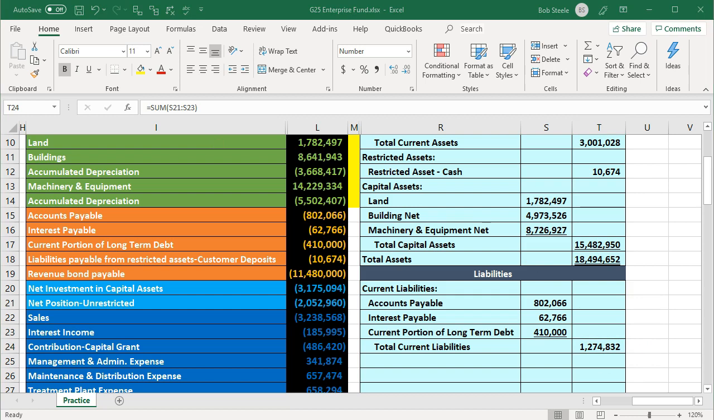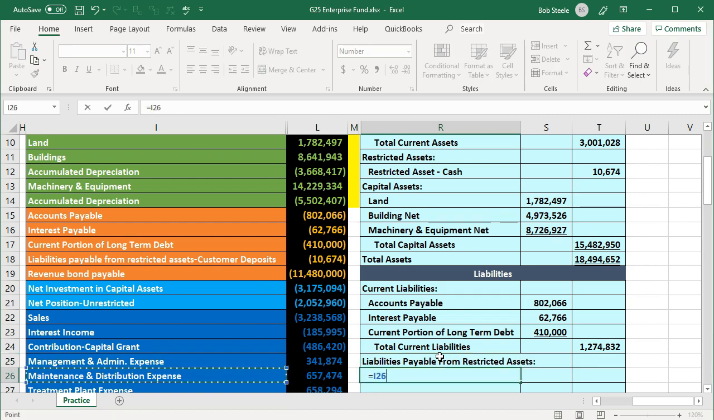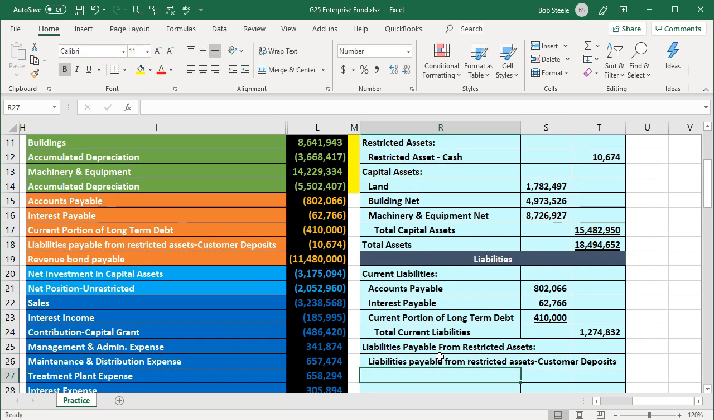Then we've got the liabilities and payable from restricted assets. So we're going to say these are restricted. And this is going to be equal to the liabilities and payable from restricted. And let's just call it actually current or customer deposit.